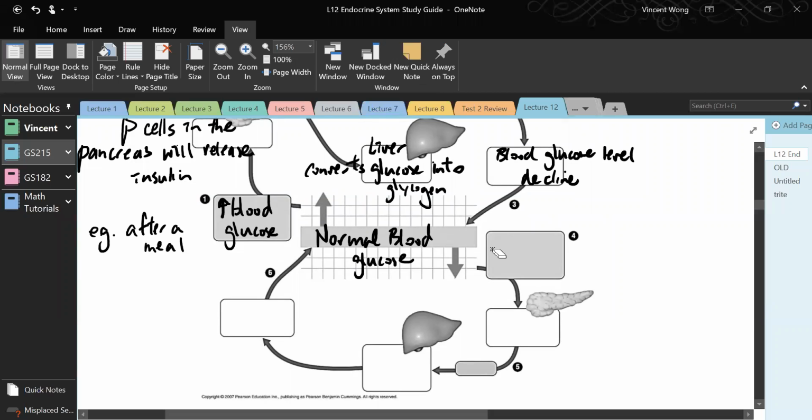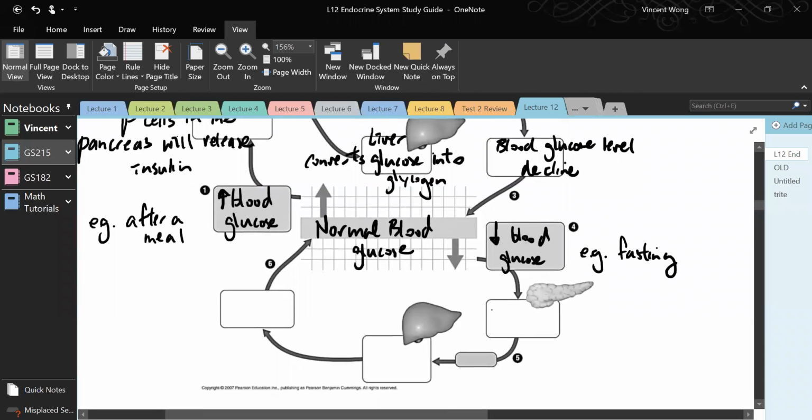Next, normal blood glucose. What if you have a drop in blood glucose? Okay, so an example would be skipping a meal, or if you're fasting. That would bring your blood glucose level down. And this time you would have alpha cells in the pancreas release glucagon. Okay, so that's the hormone glucagon.